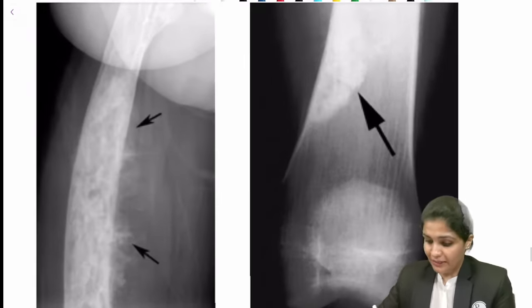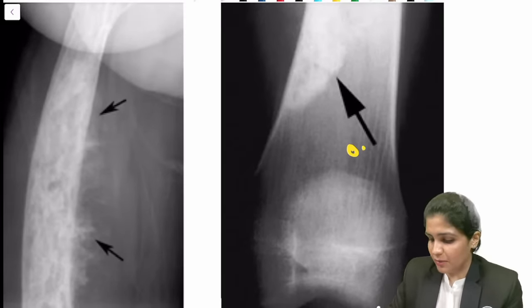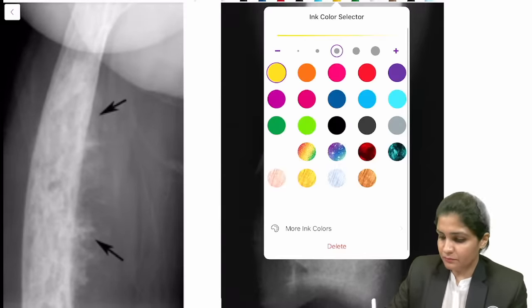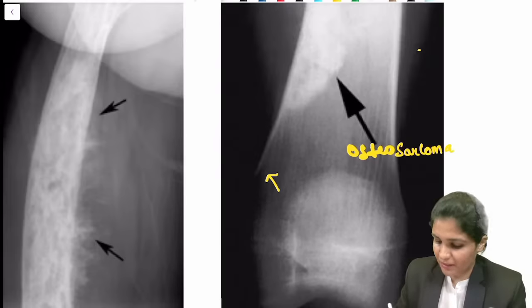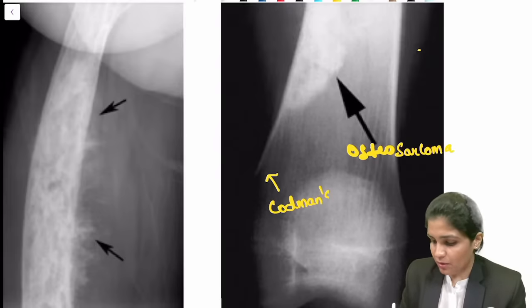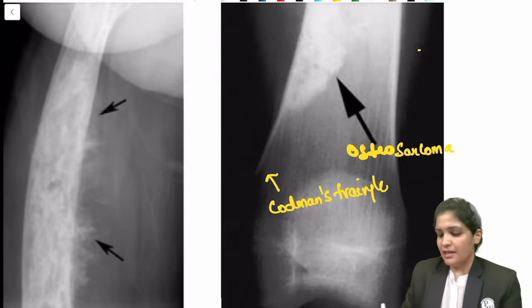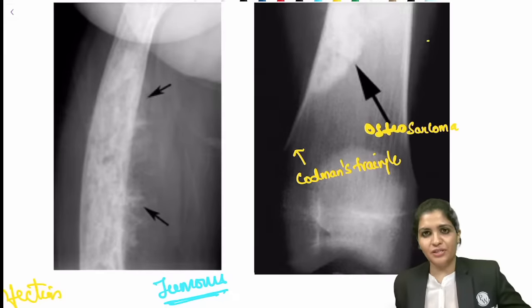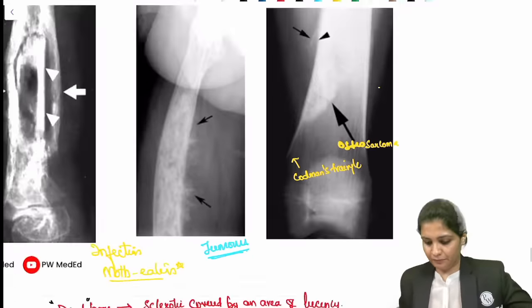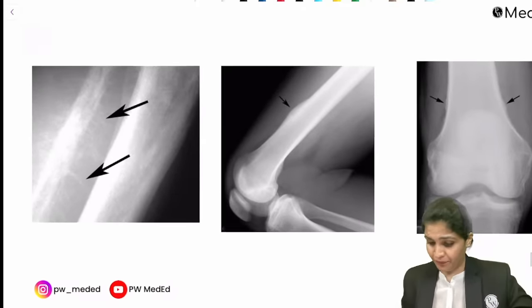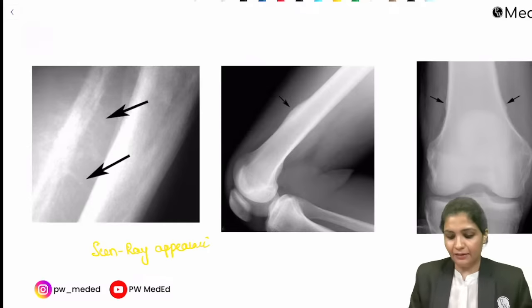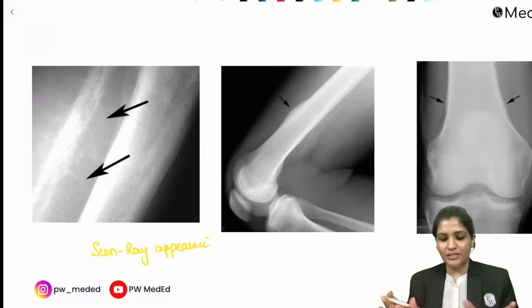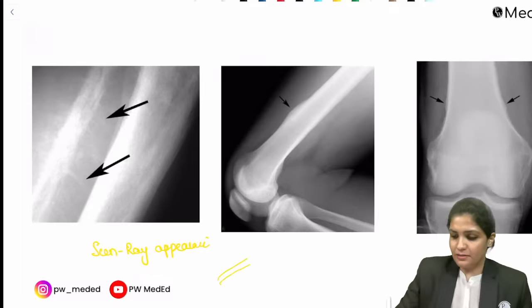And this, if you see carefully, is the osteosarcoma. And if you see, there is a lift off of periosteum. This is indicative of Codman's triangle. We have already discussed Codman's triangle. So lifting up of periosteum from the bone is nothing but your Codman's triangle. And then what is this? This is nothing but your sun ray appearance. It is like spicules on both sides, this is sun ray.